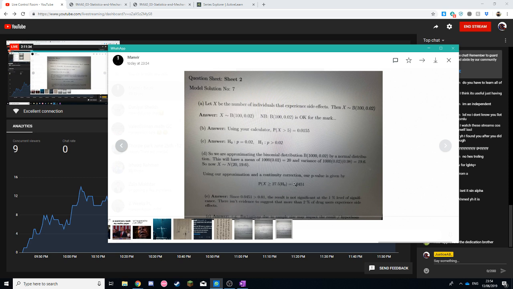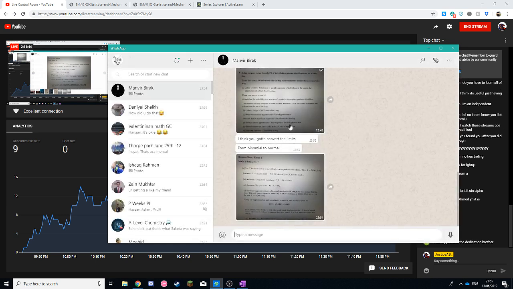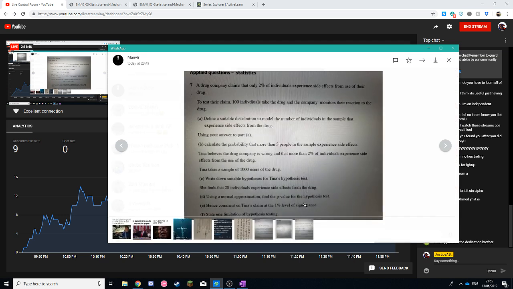The probability of X being greater than or equal to 27.5. Oh, my bad. So it's saying what's the probability, the p-value, of this. So what's the probability for this test statistic? Because the fact that 28 individuals experienced this, given your normal approximation, what's the likelihood that this happened?